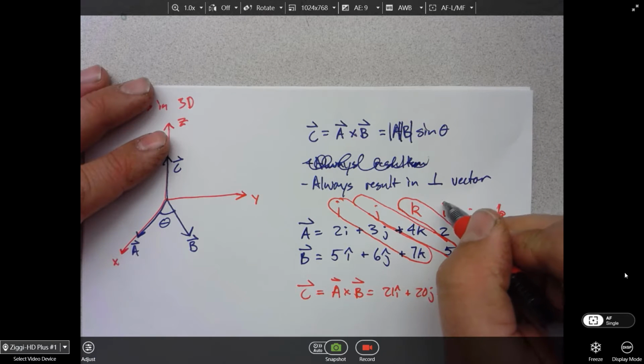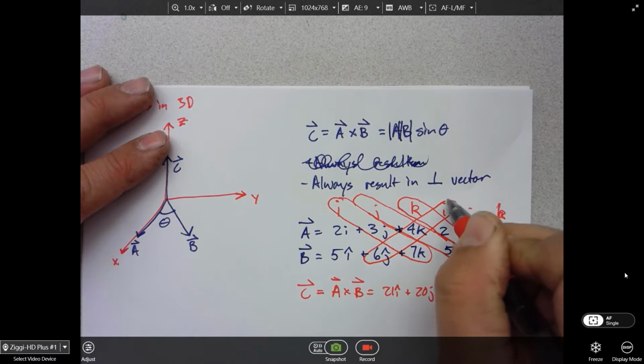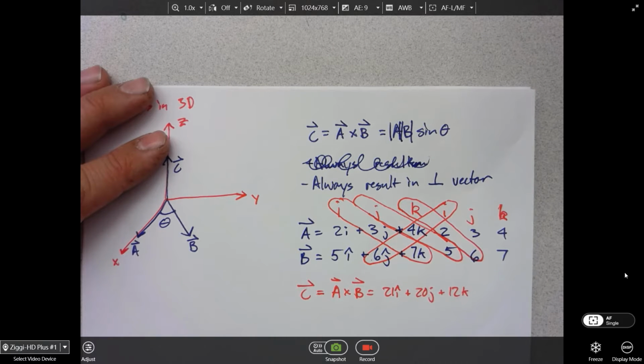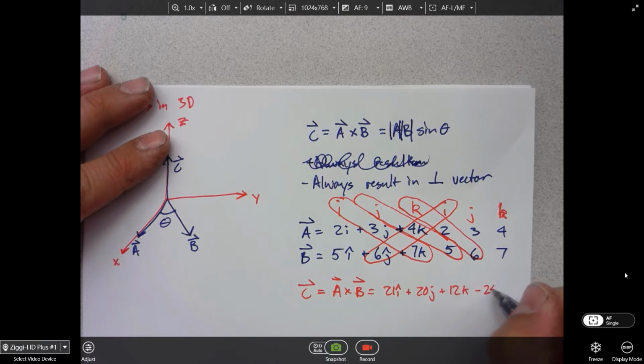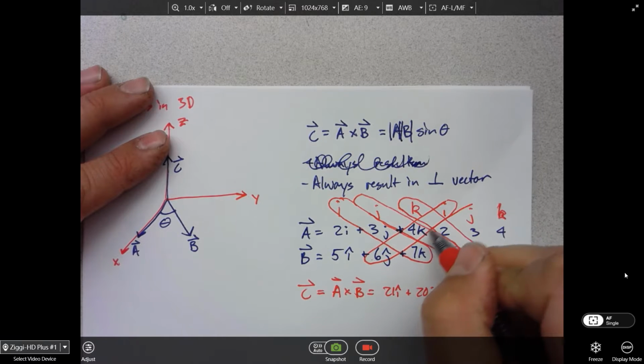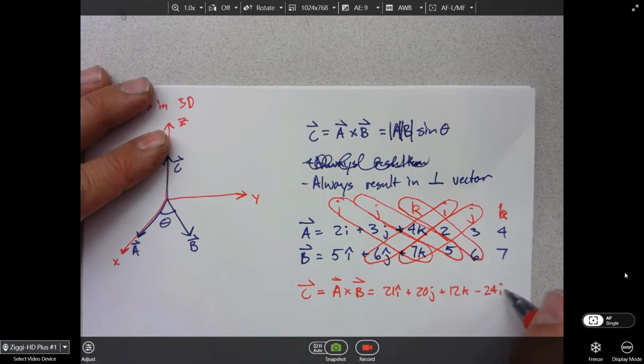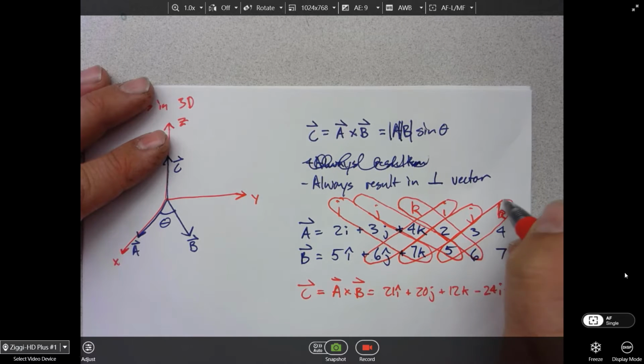So now I'm going to go 4 times 6 is 24i, so minus 24i, minus 14j, minus 15k.